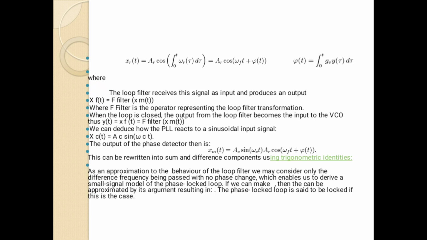The output of the phase detector can then be rewritten into the sum and difference components. As an approximation to the behavior of the loop filter, we may consider only difference frequencies being passed with no phase change, which enables us to derive a small signal model of the phase lock loop. If we make this assumption, then the sine can be approximated by its argument, resulting in the phase loop being said to be locked in this case. Thank you.